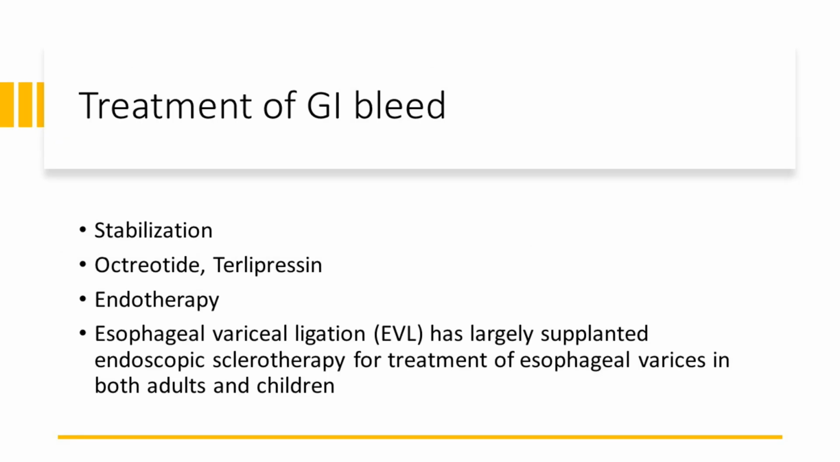How do you treat a GI bleed? First is stabilization, your ABCs, you can give octreotide, terlipressin, and then you have to do endotherapy. Now, between the two endotherapies, what is available is sclerotherapy, that is your EST, endoscopic sclerotherapy, or EVL, that is your endoscopic variceal ligation. Ligation is preferred because the results are better, both in adults and children.